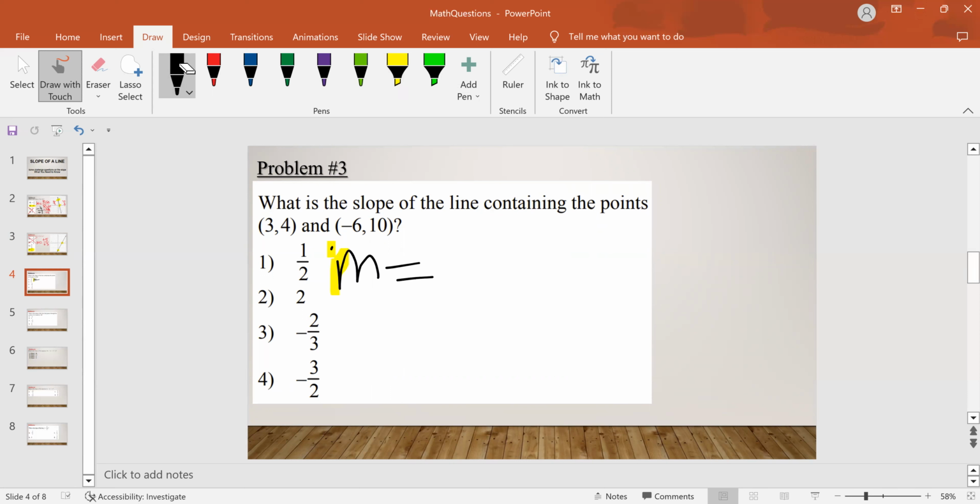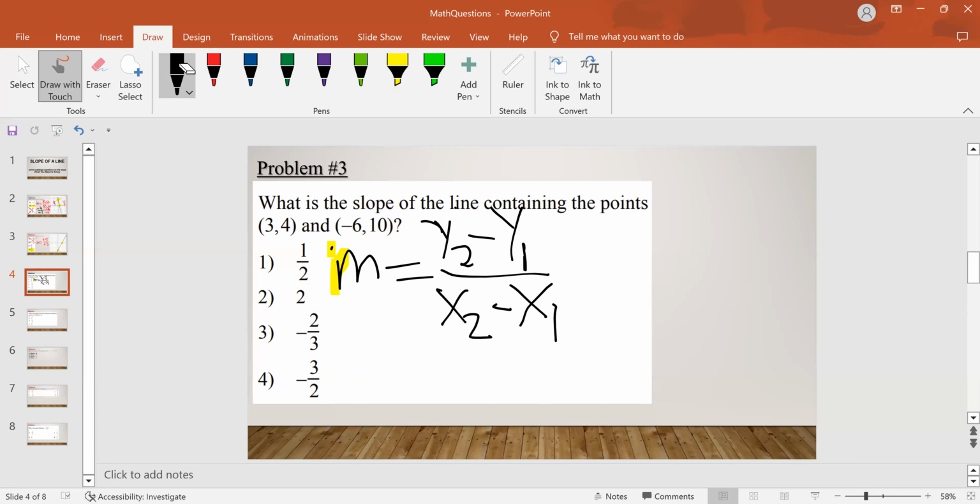m is equal to y2 minus y1 divided by x2 minus x1. Okay, what do they mean by y2, y1, x2, x1? Those are the coordinates of the point, the values of the point.